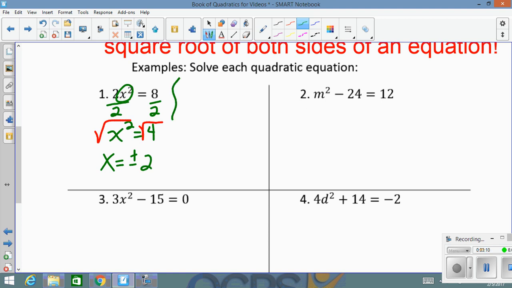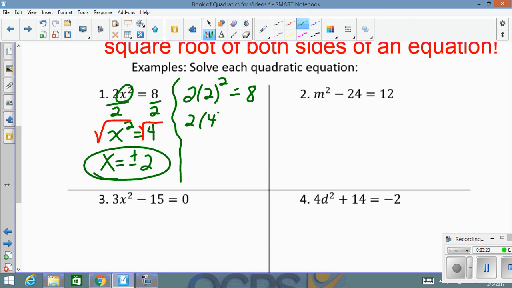If I go back to my original, that's my answers right there. If I go back to my originals and take out the x and plug in 2, I get 2 times 4 is 8, and that's a true statement. And if I plug in negative 2, I also get 2 times 4 equals 8, and that's a true statement. So whether I plug in 2 or negative 2, I get a true statement. That's why I need both solutions there.